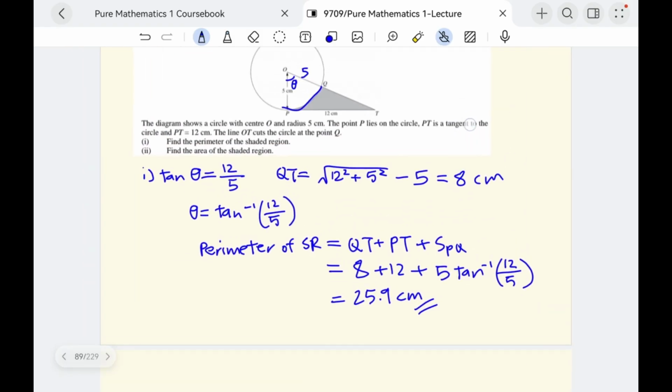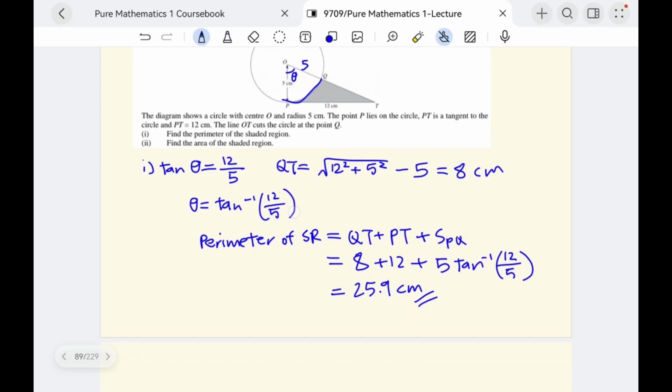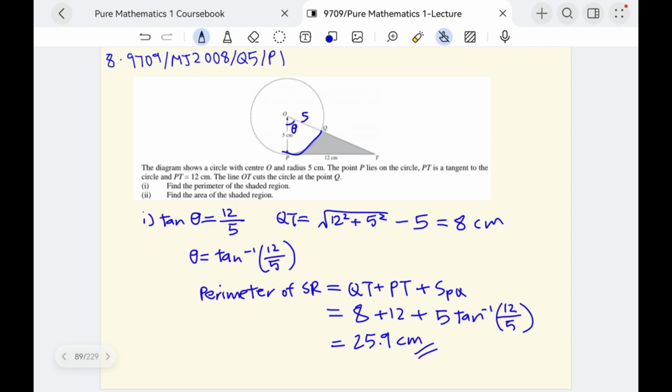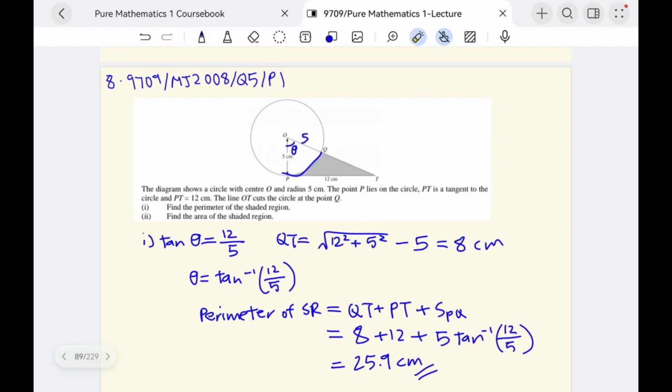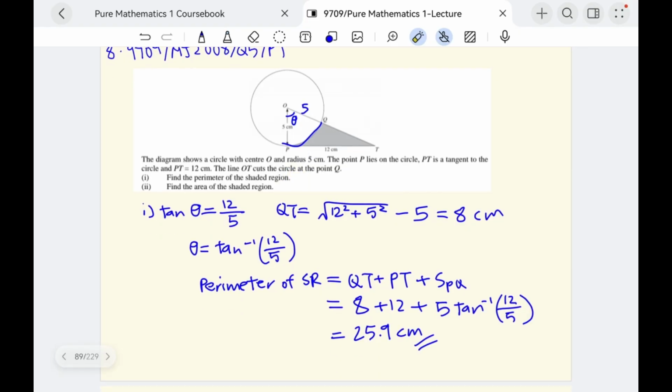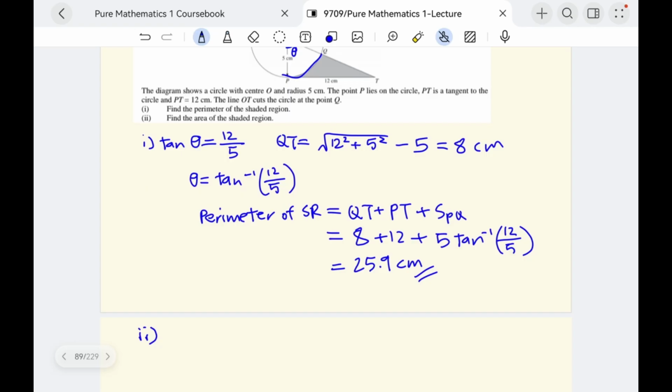So let's move on to part 2. Find the area of the shaded regions. Did you realize that the format of the questions is exactly the same as the previous question? So just use the same strategies to get the area of the shaded region. It's basically the area of the triangle deducted by the area of the sector.